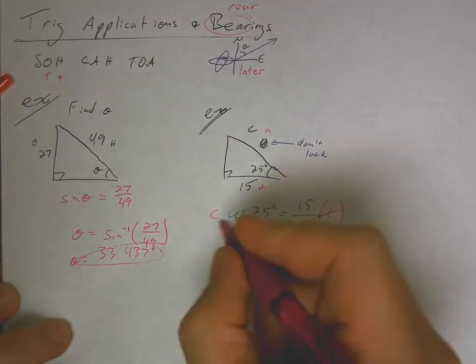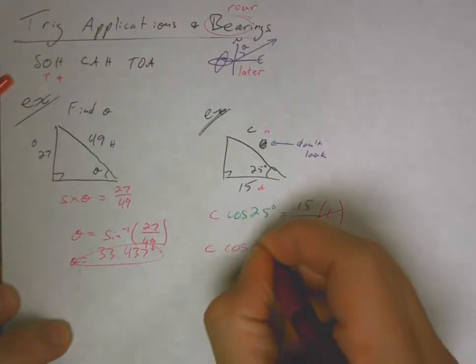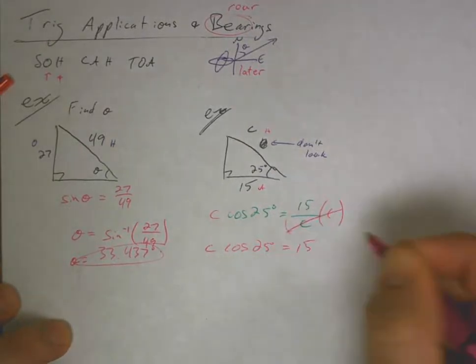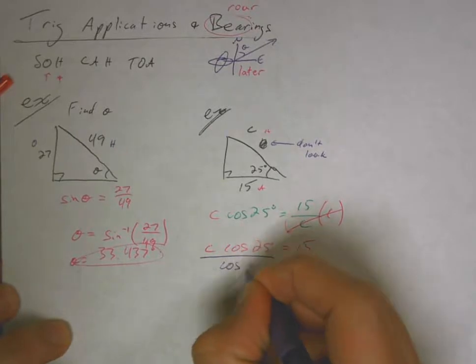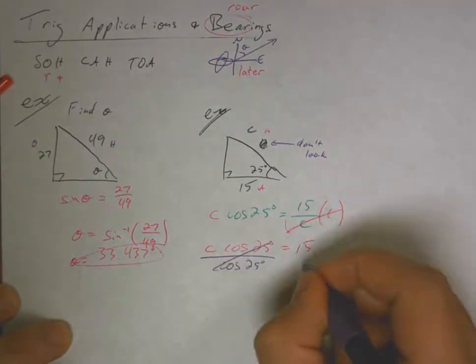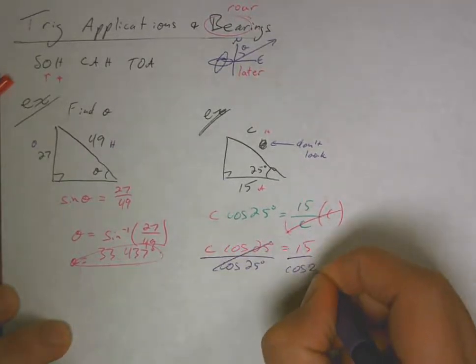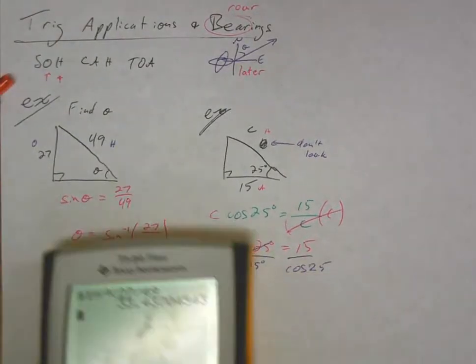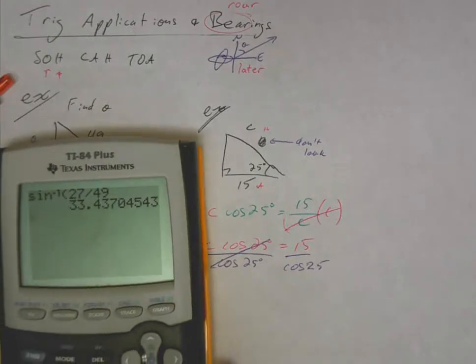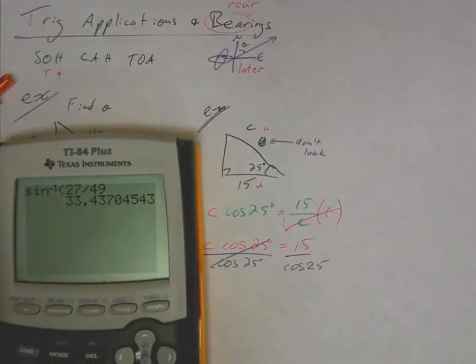So now you have C cosine 25 degrees equals 15. You want to get rid of the cosine 25, so divide by it. Division. So again in the calculator.